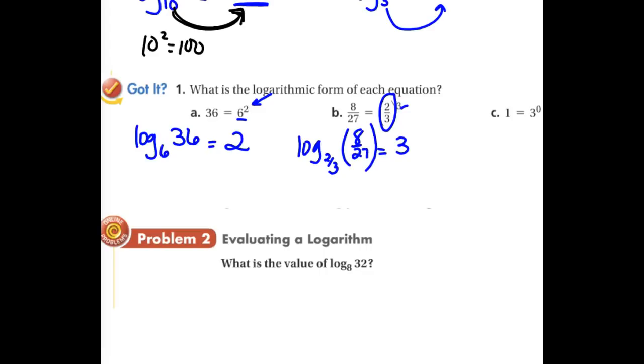And our last one, we have 1 is equal to 3 to the 0. So we can rewrite that. Log base 3, we get an answer of 0 when we take the log of 1. Log base 3 of 1 is equal to 0.